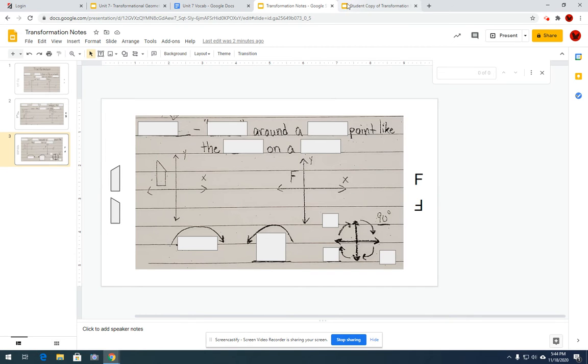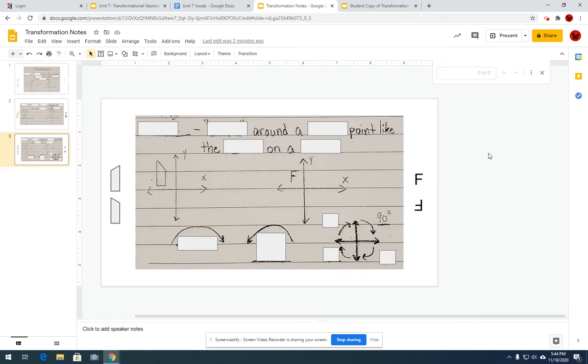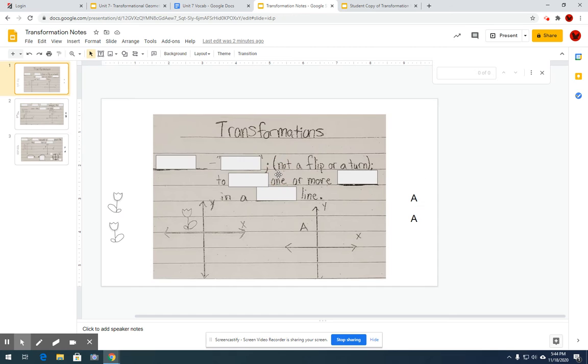Moving on. Okay, I shared a copy of the notes for today that looks like this with you. So go ahead and open up that copy of those notes and we're going to go over them. So there are three types of transformations. Okay, three types of transformations. We're going to talk about them one at a time.